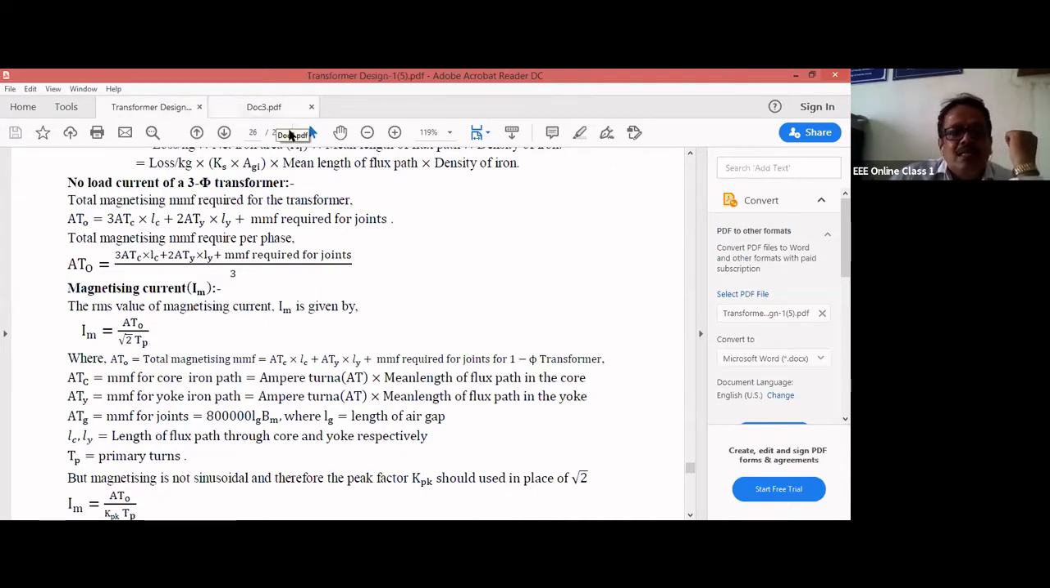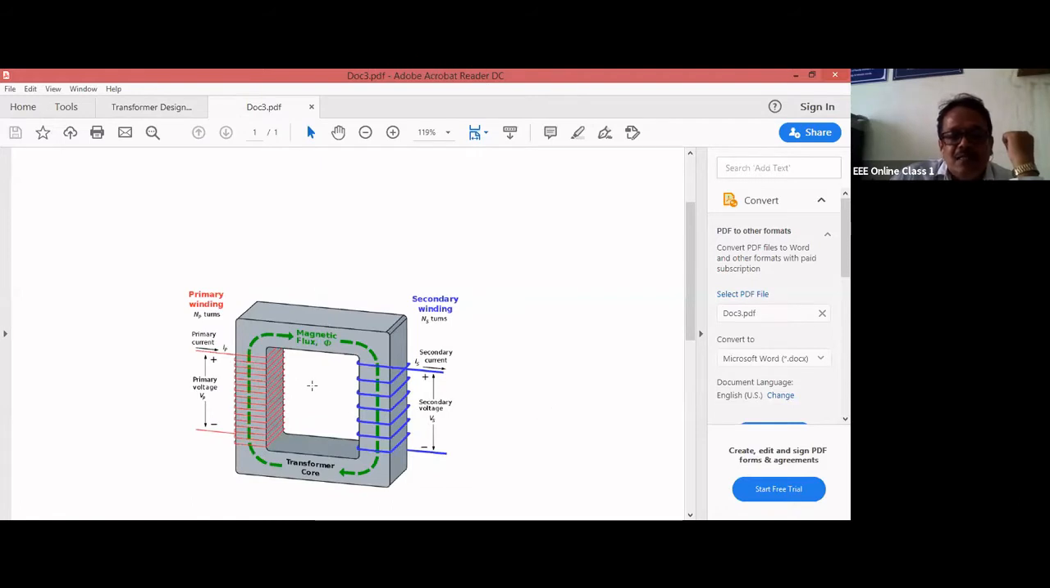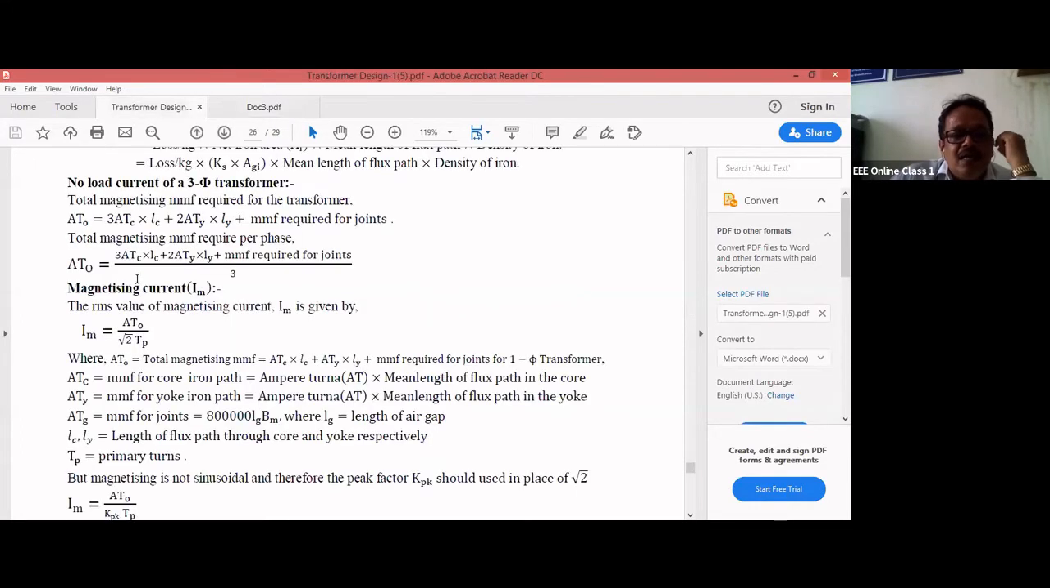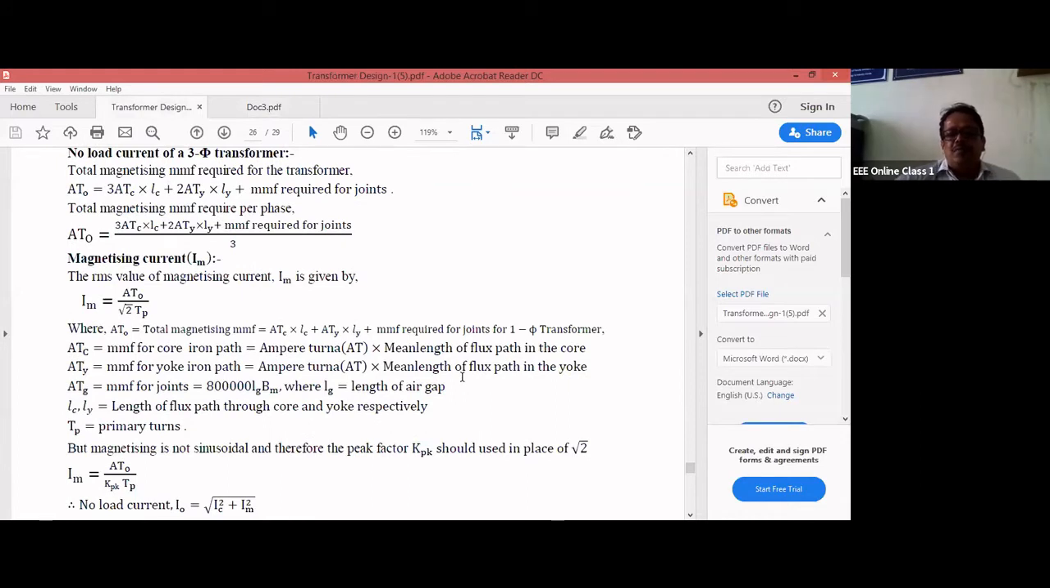For a three phase transformer, it is 3 ATC into Lc plus 2 ATY into Ly. Why 3 ATC? In a single phase you have one limb, but in a three phase you have three limbs and two yokes. That is why the formula here is 3 ATC into Lc plus 2 ATY into Ly, plus once again the MMF required for joints. The only difference between single phase and three phase is that the 3 and 2 will be extra. Okay, now how do you calculate the MMF required for joints?